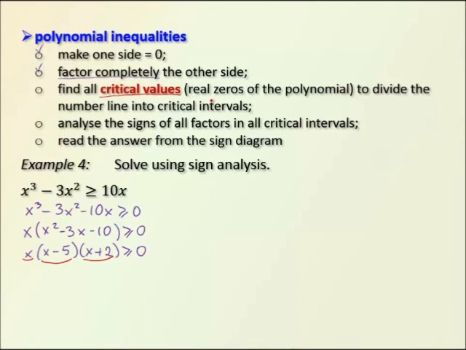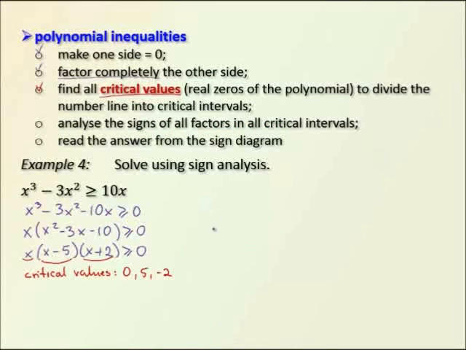So critical values are real zeros of the polynomial. So let's list our critical values. They are 0 from here, 5 from this bracket, -2 from that bracket. Okay, so we listed critical values. In the following step, we are going to analyze signs of all those factors.